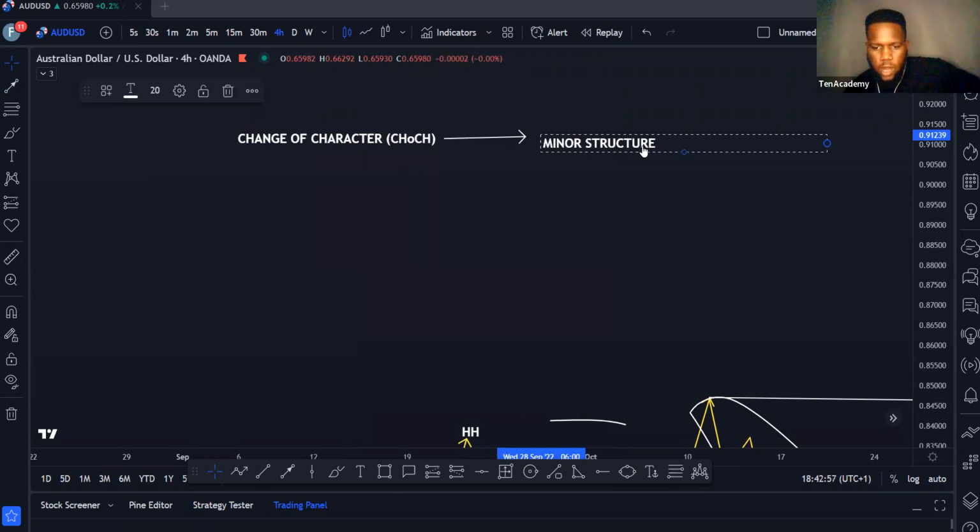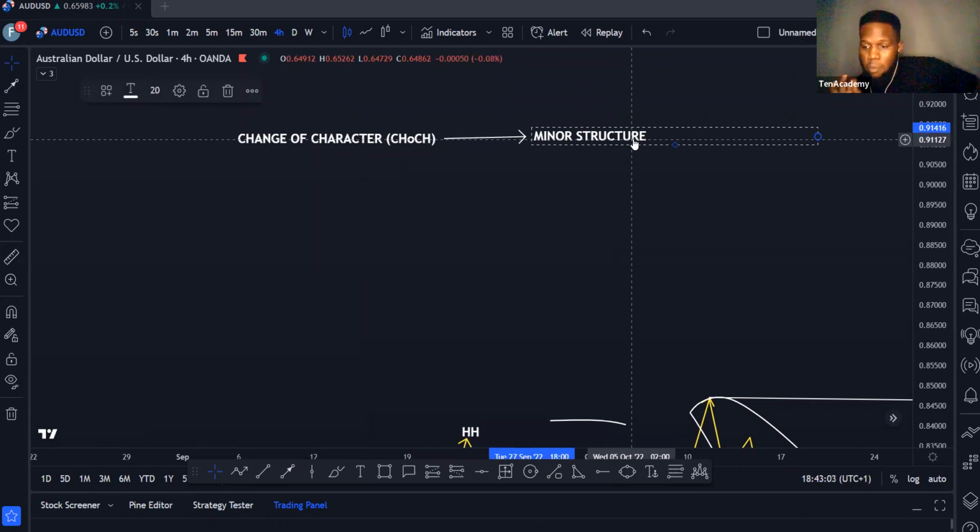All right, so change of character is only used on minor structure. It helps you know the reversal area. It is simply a shift of order flow from bearish to bullish and from bullish to bearish. So change of character helps you to know when order flow wants to shift from bullish to bearish and vice versa. Okay, am I communicating?